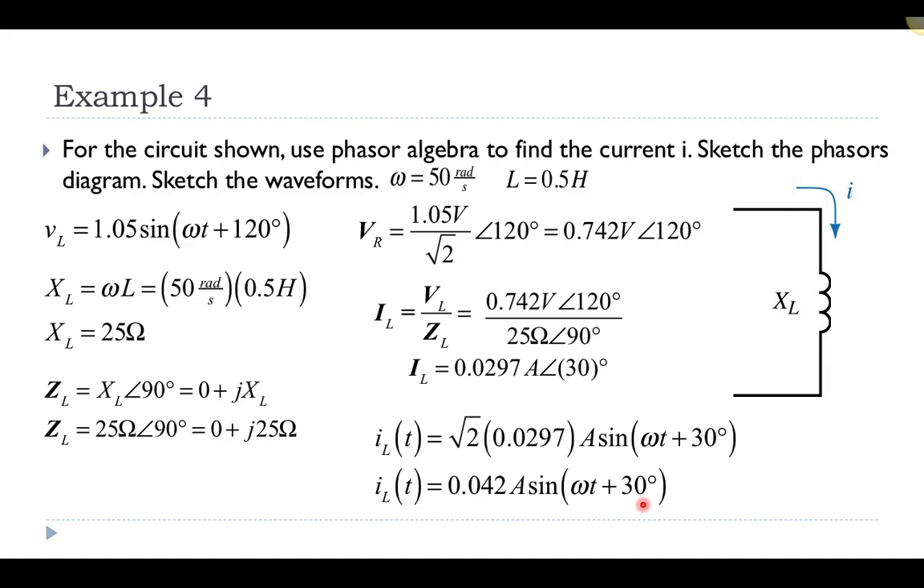And how do I see all that? Well, one of the things I see is that my impedance has an angle of 90 degrees. And so that impedance of 90 degrees tells me that through that component, the voltage is going to lead the current by 90 degrees. So that angle for the impedance is actually very important.